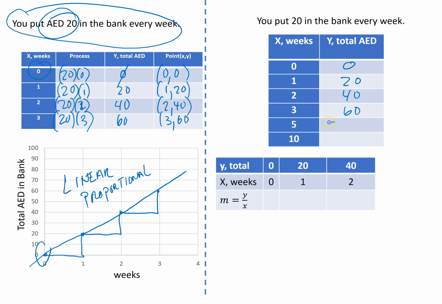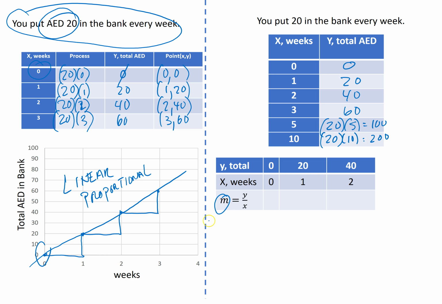Now, how much money would you put in the bank in 5 weeks? Well, again, you take 20 times 5, and you have 100. 10 weeks, you take 20 times 10, and you'd have 200. All right, so what are we going to do with this?